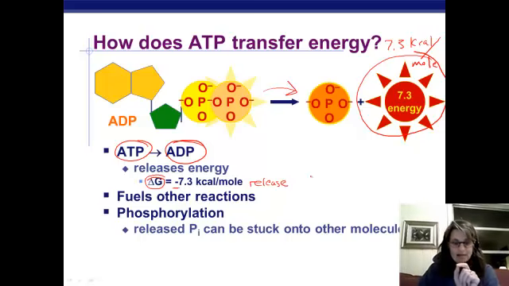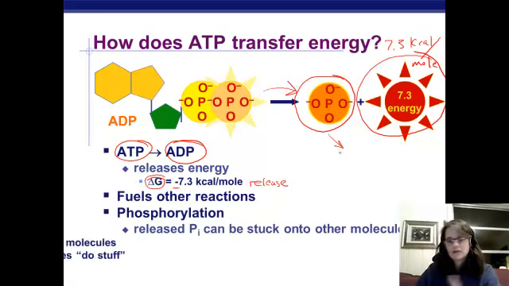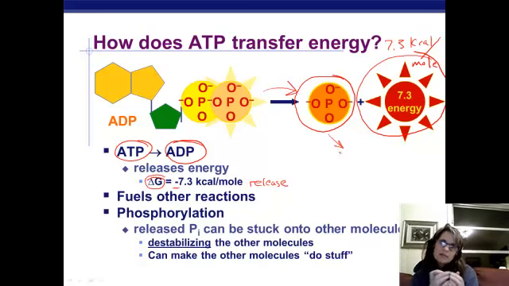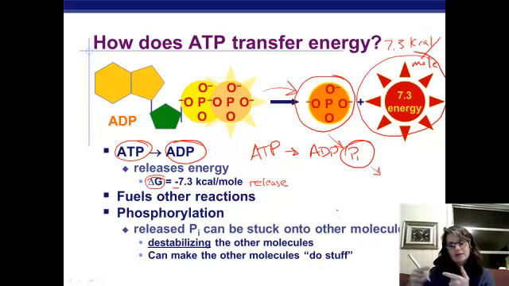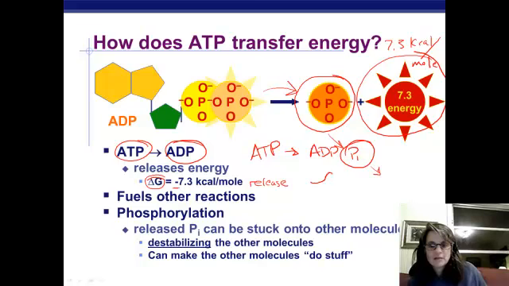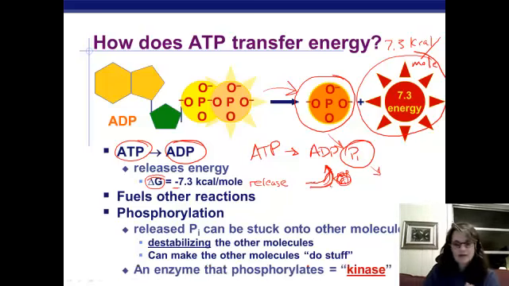One of the main ways that happens is that this released phosphate can be stuck onto another molecule to destabilize it and cause that molecule to do something. So oftentimes what ATP does is ATP comes apart into ADP and a phosphate, and this phosphate is stuck onto a molecule and destabilizes it and makes the other molecule do stuff. If you'll remember with the myosin in the muscle cell, the myosin head, when ADP and the phosphate were stuck onto it, the head went up. It destabilizes this thing and changes its shape. So that phosphate group is inherently a destabilizing feature.